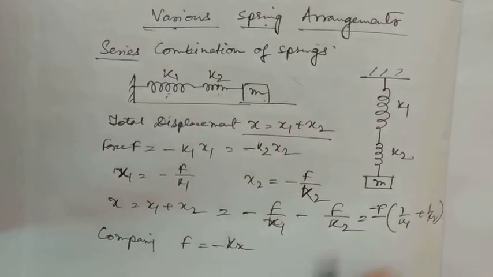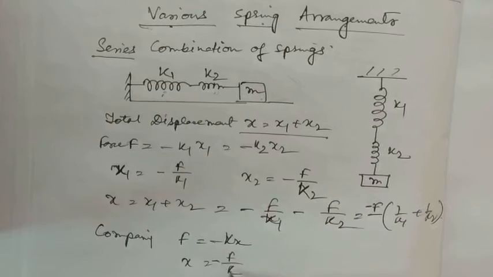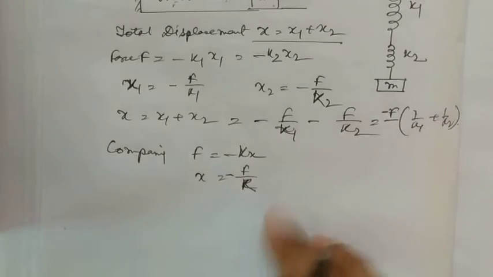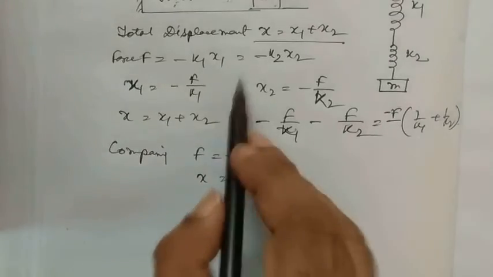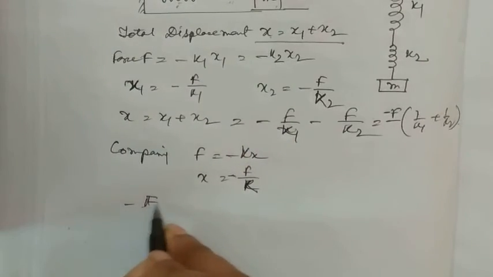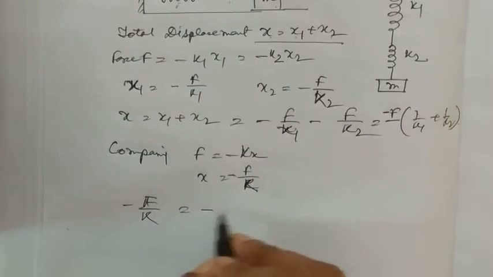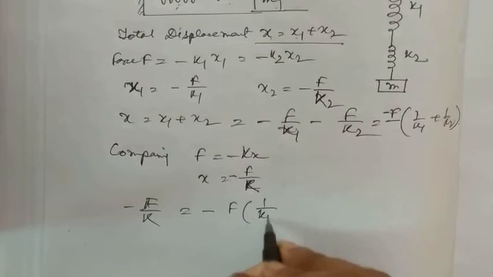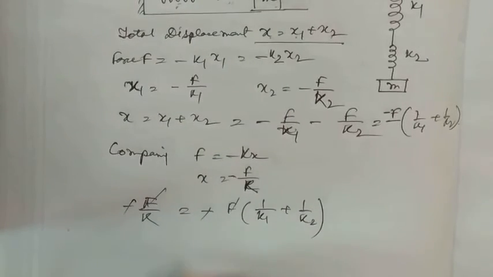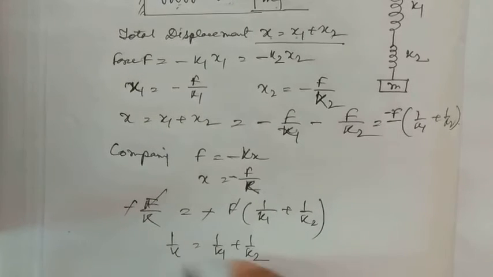That means x is minus F by K. So the relation x is equal to x1 plus x2. Instead of x, we replace minus F by K, and x1 plus x2 as minus F times 1 by K1 plus 1 by K2. So minus gets cancelled, F gets cancelled. So 1 by K is equal to 1 by K1 plus 1 by K2.